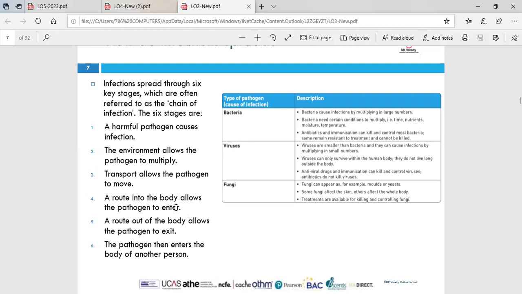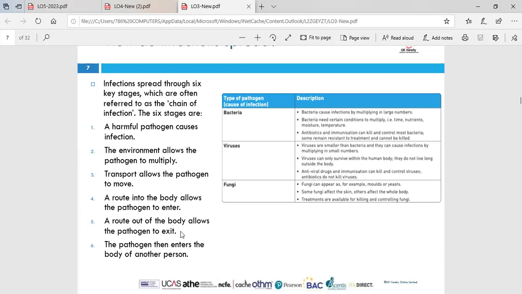A route into the body that allows the pathogen to enter. This is very important. So what are the routes? If you're wearing a face mask, you might not contract the common flu. So that's a route for entry, your nose and your throat. If you're blocking that, the chain obviously stops there.